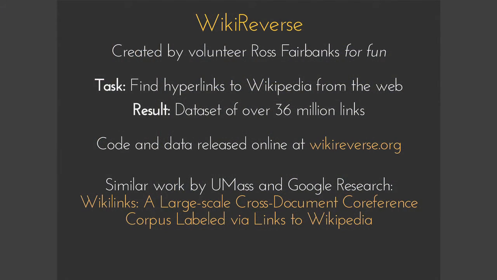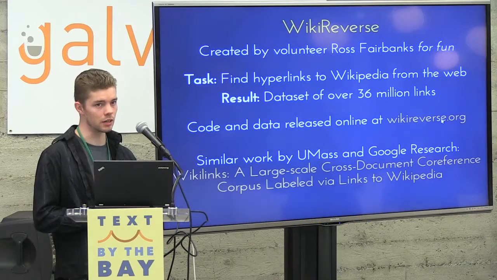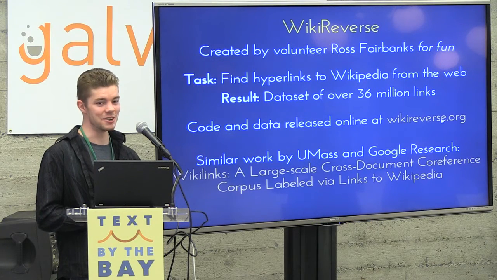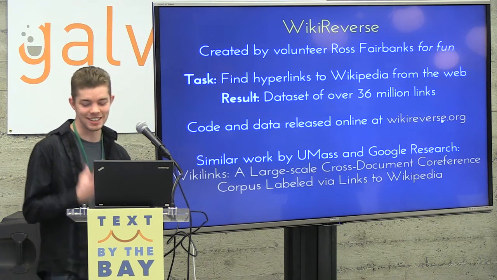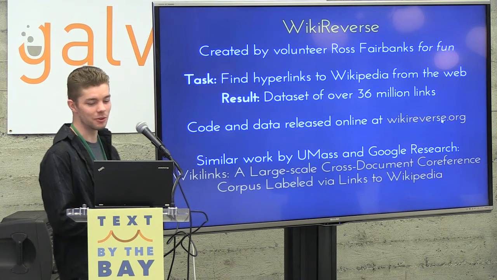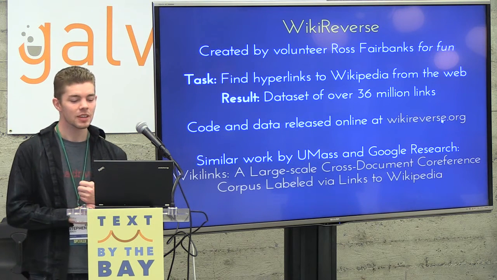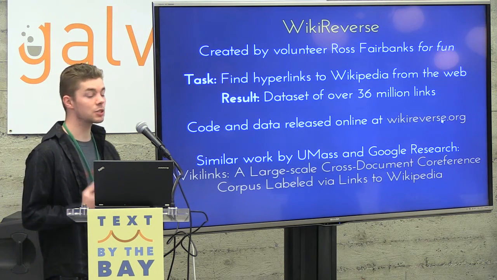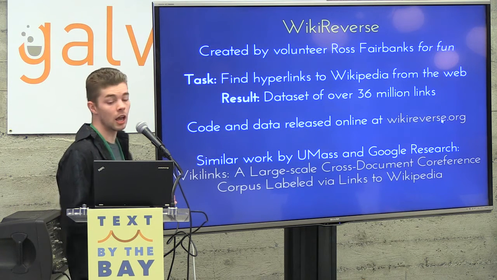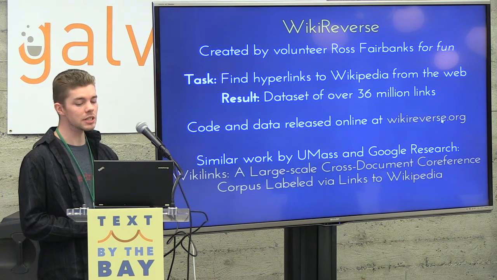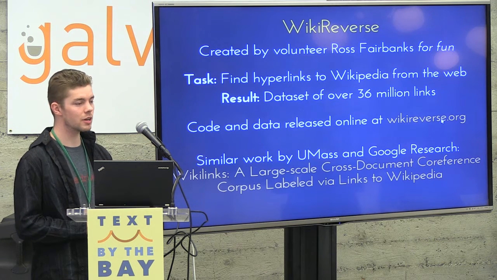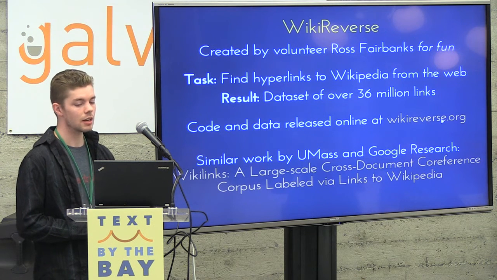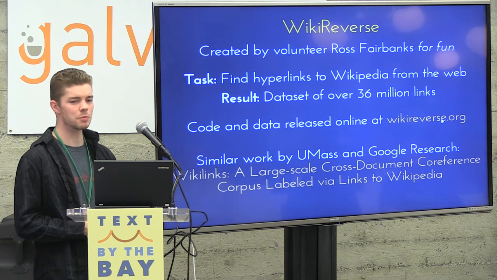Anyway, to go back to WikiReverse, this was all done by a volunteer just for fun. I think it was $80 in total at the end, and I think he did it in Ruby. So again, not exactly a language known for its incredibly high performance and incredibly low cost. The task was to find hyperlinks that link to Wikipedia from the web at large. And the resulting data set was over 36 million links. And we were actually surprised by the size of that.